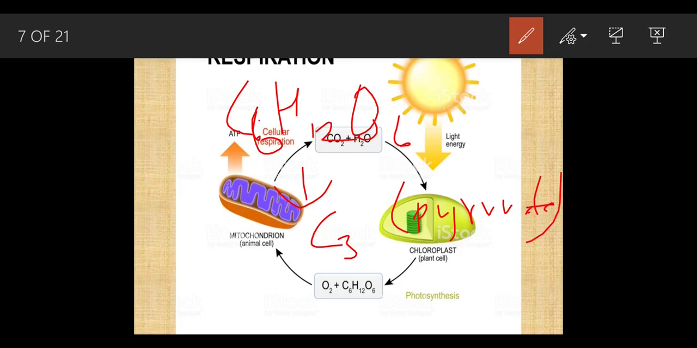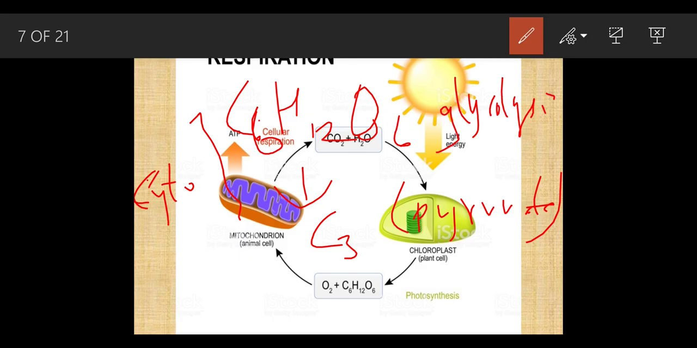Where was this reaction occurring? Inside the region that is called the cytoplasm, because cytoplasm is the cell organelle where all the chemical reactions take place. So this glucose got broken down into pyruvate in the cytoplasm. This breaking down of glucose is called glycolysis.